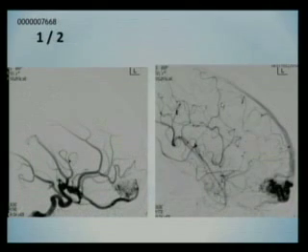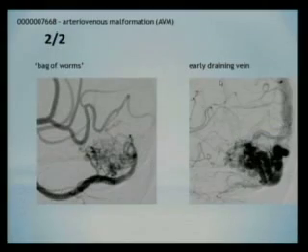AV malformations. Well, the sine qua non is you have to have something like a bird's nest. And then you see this here, which is early venous drainage. So bag of worms and early draining vein is an AVM.